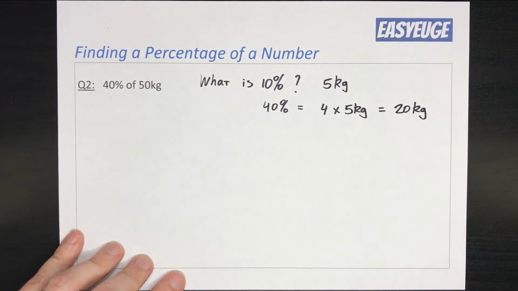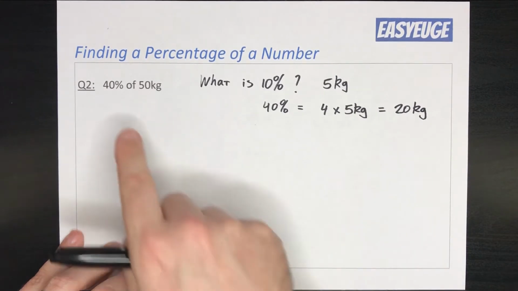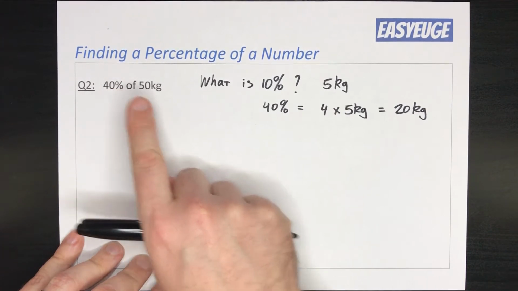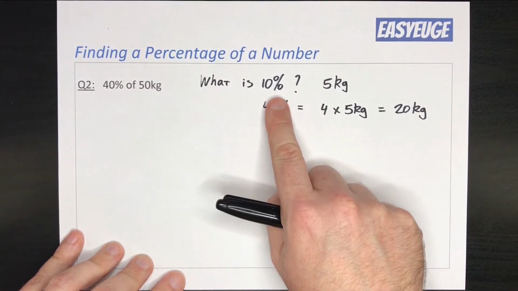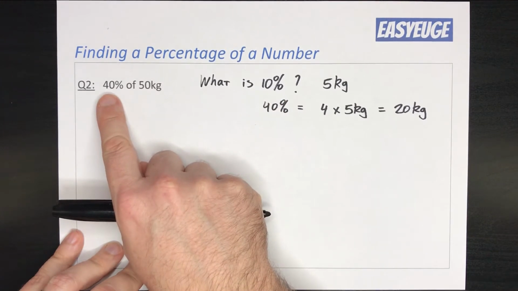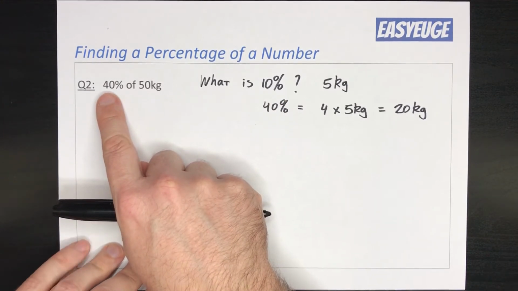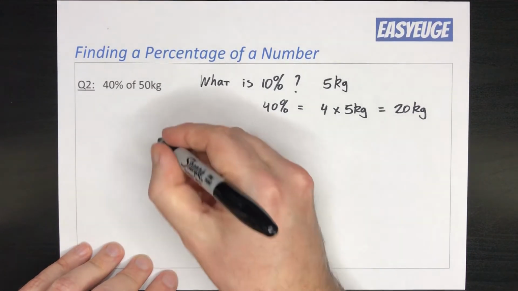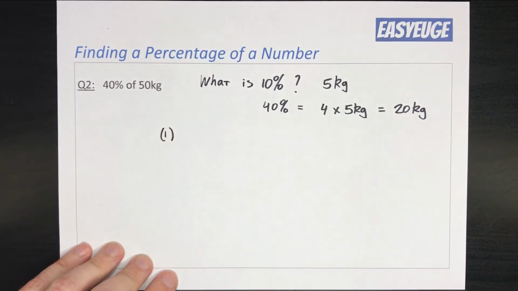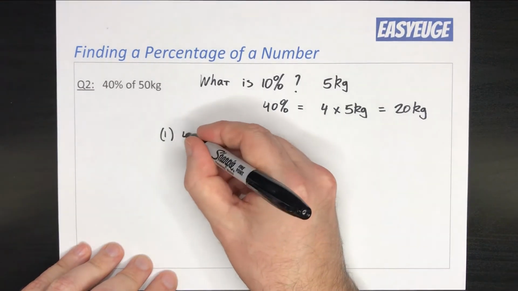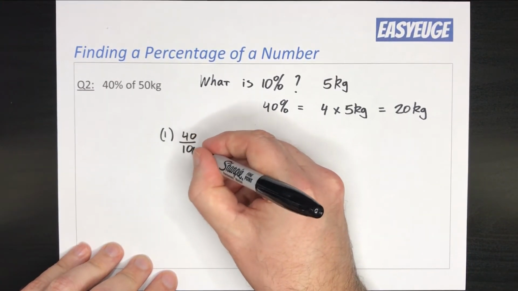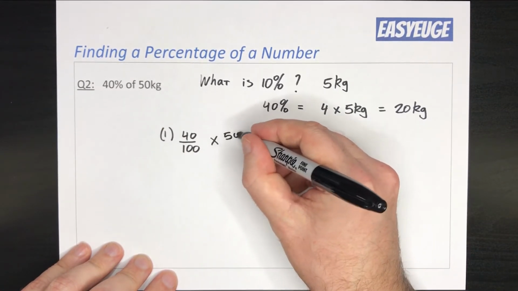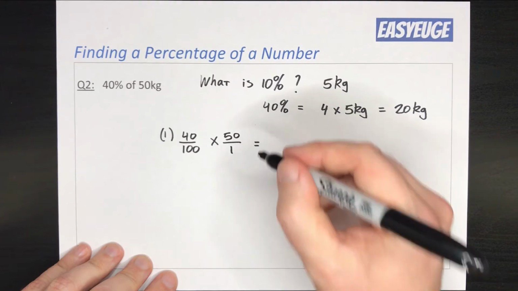Now this is a really handy example whenever you have percentages that are multiples of 10. Work out what 10% is and simply multiply it by another number. So in this case it was by 4. So let me show you the fraction form and the decimal form again. So the fraction form of 40% would be 40 per 100. Of means multiply. 50 kilograms is simply 50 over 1.